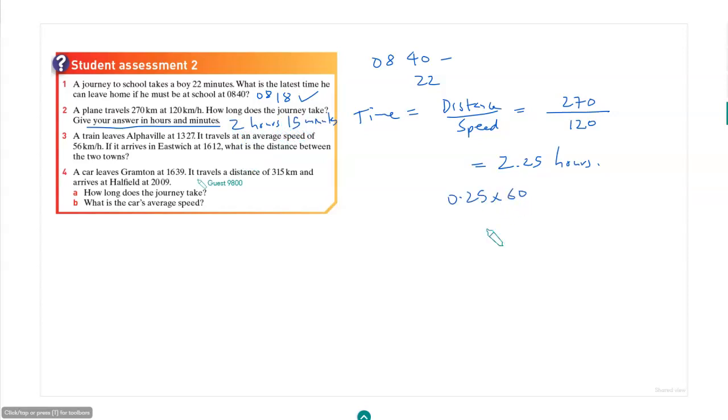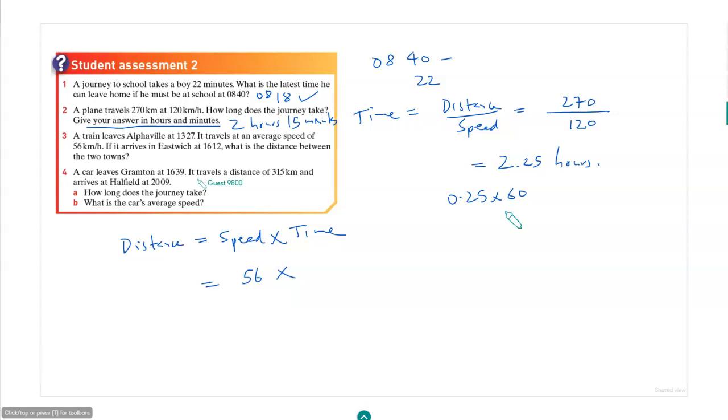Brilliant. Okay, perfect. A train leaves Alphaville at 13:27. It travels at an average speed and arrives in Eastwich at 16:12. What is the distance between the two towns? Okay. How will you find this? What is the distance between the two towns? Distance is speed times time. So what is the speed? 56. And how will you find the time? And in what unit should you find the time?